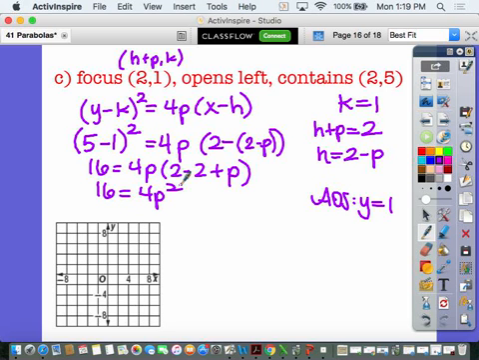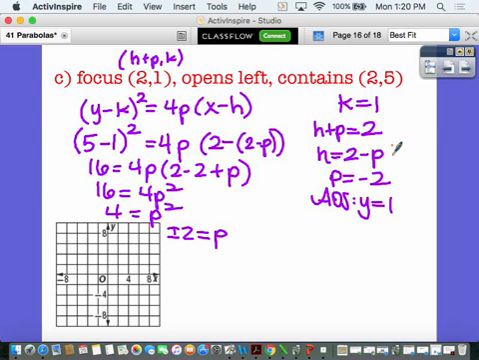So how am I going to solve for p? Divide by 4 to get 4 equals p squared, and then plus or minus 2. But because it opens to the left, p is going to be minus 2, because the only way that it's going to open to the left is if p is negative. And then you just plug that in. So h is going to be 4.